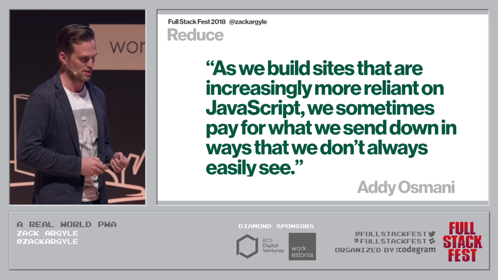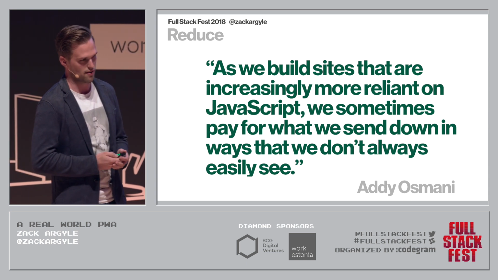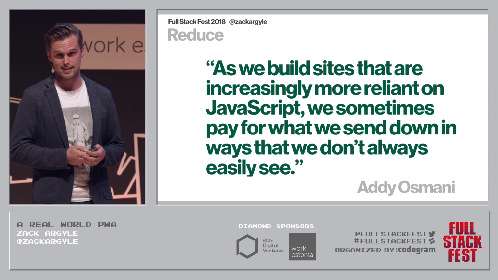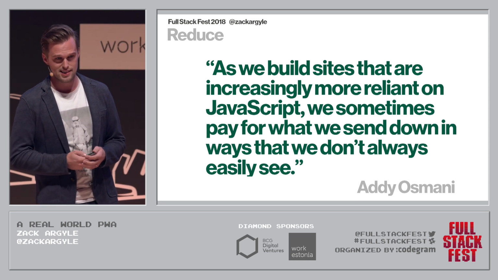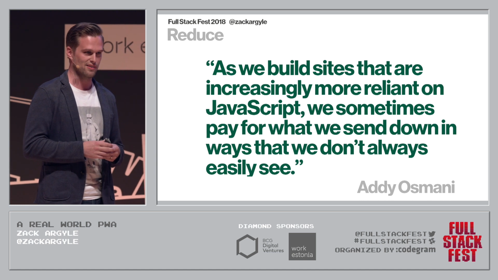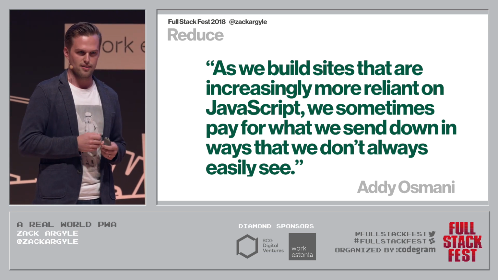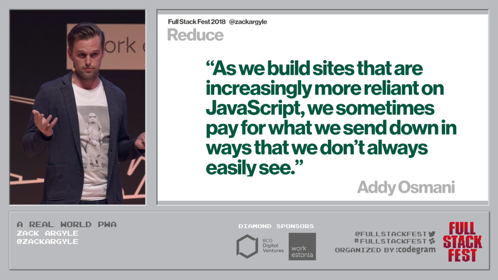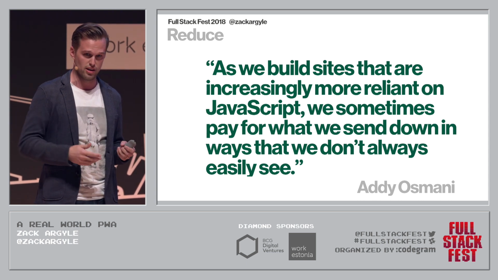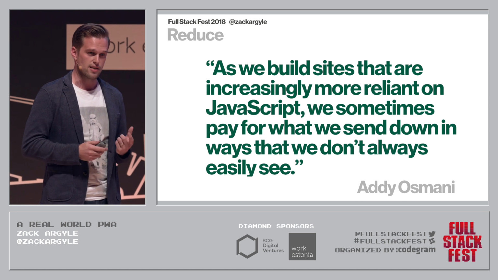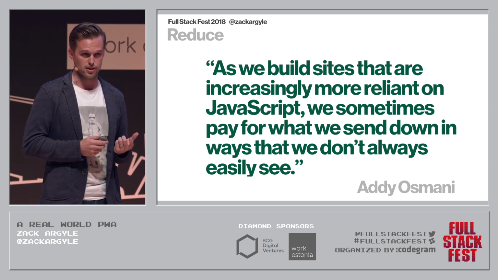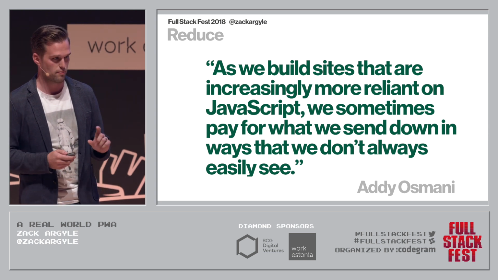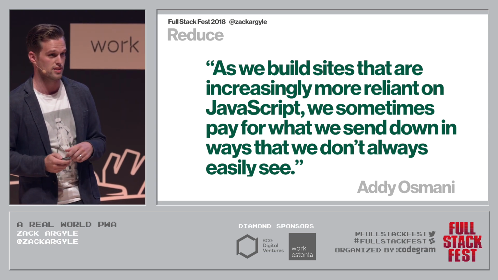Addy Osmani said, as we build sites that are increasingly more reliant on JavaScript, we sometimes pay for what we send down in ways that we don't always easily see. It's not something that we often think about. If we think about bytes coming over the wire, especially on Pinterest, there's way more image bytes coming over the wire than JavaScript, right? There's tons of images, and some of them are huge. But the cost of JavaScript far outweighs the cost of an image in browser speak, which means that you have to be especially careful of how big your JavaScript is and how much you're sending.